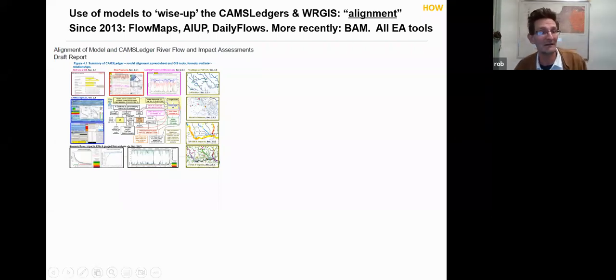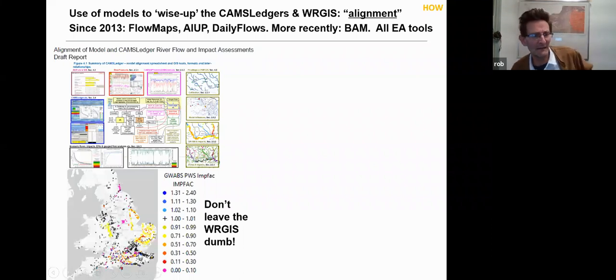Again, in 2013, there was a whole suite of work developed for Mark Whiteman, for anybody to use, which is called the process of model alignment. And lots of tools, flow maps, the artificial influences upstream, daily flows, all of that stuff was developed then and rolled out. I had a look recently at those impact factors within the water resources GIS, just to see where across the country people have actually been doing that, wising up the water resources GIS, and it's very patchy, so it's quite clear that there are some areas where this hasn't really happened at all. I think that's partly because it hasn't been put into the scope of modeling projects, or maybe people didn't know about it, but I'm just flagging it up again. I think it's an important thing to do.